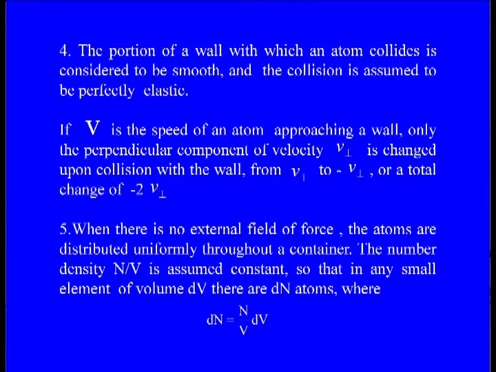Fifth assumption, when there is no external field of force, the atoms are distributed uniformly throughout a container. The number density N by V is assumed constant, so that in any small element of volume dV, there are dN atoms, where dN is N by V into dV. Now, let me explain the concept of an infinitesimal volume element in the kinetic theory of gases. As we know, in thermodynamics, the infinitesimal volume element is defined as a volume element which is very small compared to the volume of the system. The same concept also holds good in the kinetic theory of gases. Let me justify that statement.